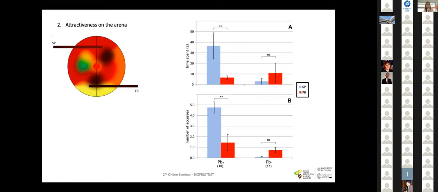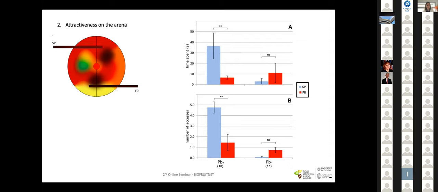The two lines that you see that are marked as SP and FR are two exit ways from the arena, also made of cardboard. One, the SP, was vibrated with the playback and the other one was not. And the color represents the intensity of the vibration. So the black spot is the one with the highest intensity of vibrations, then the red, and last the yellow and green are the least vibrated.